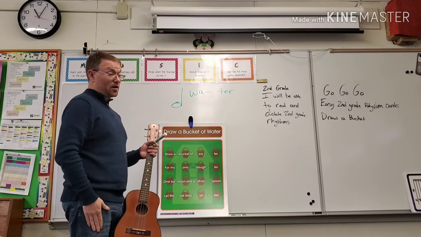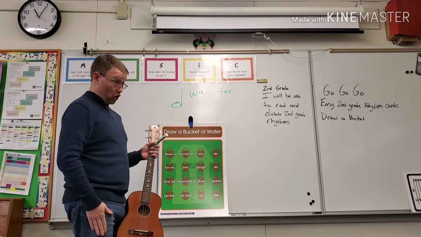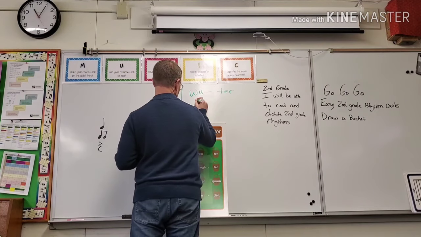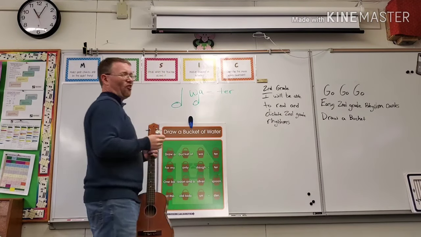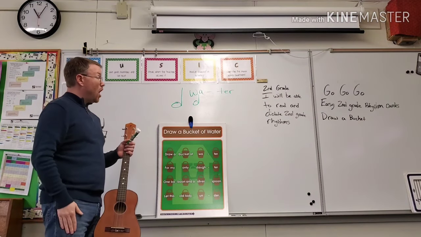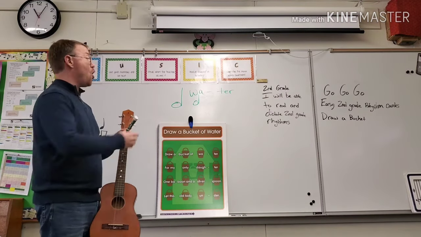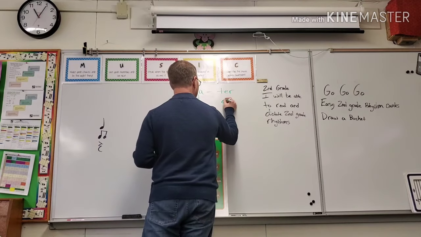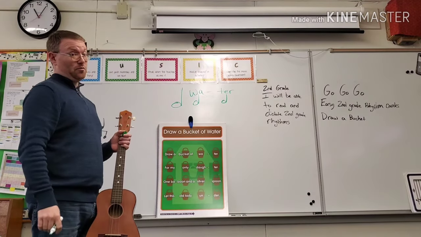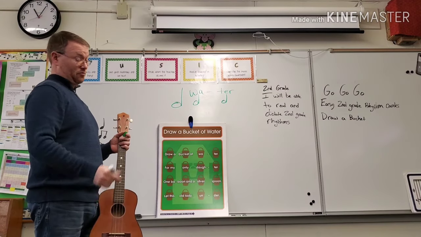Draw a bucket of water. Wah sounds like yeah, for sure. What about purr then? What's purr? Draw a bucket of water. Oh, snap, it's both. It's got two of them. We found two of them.